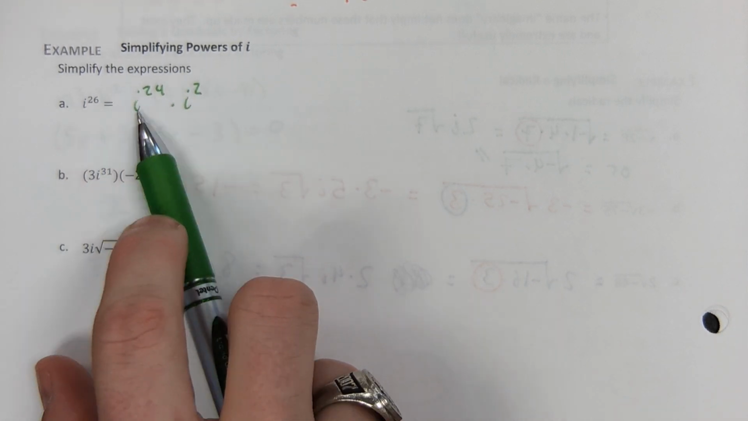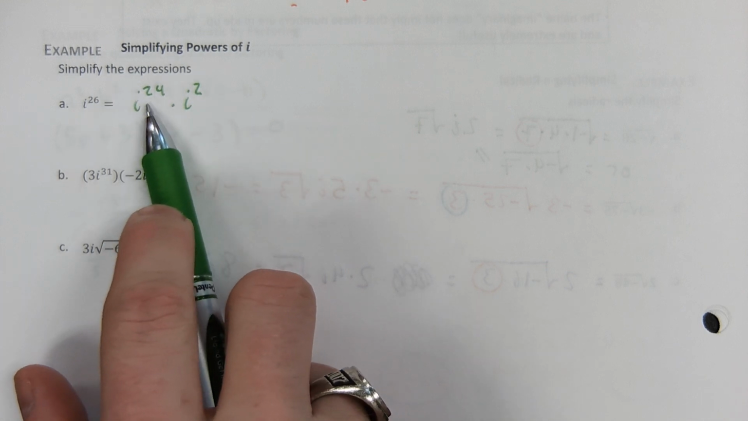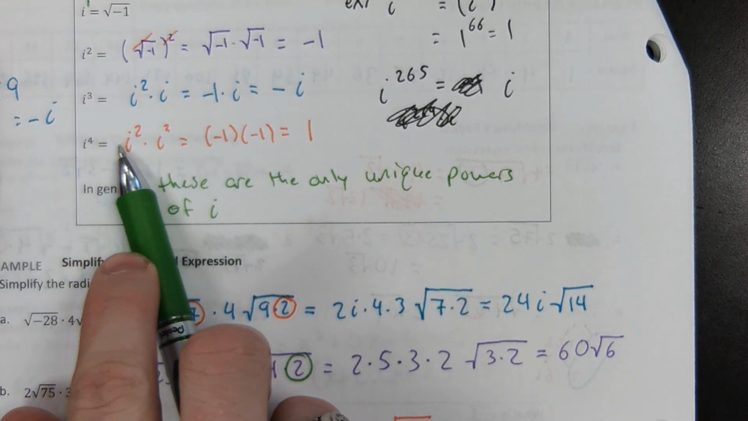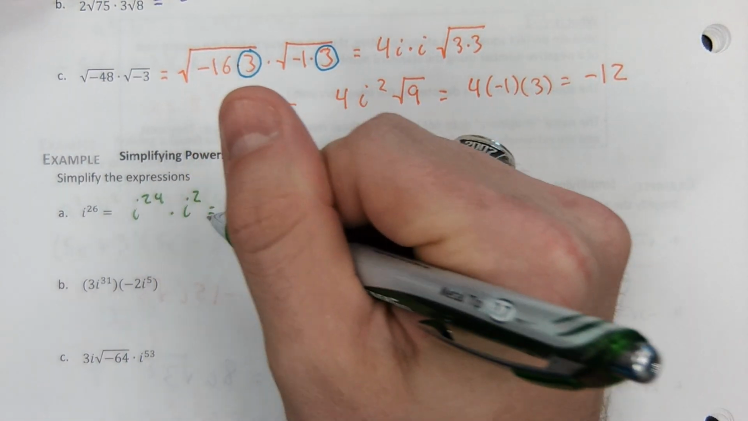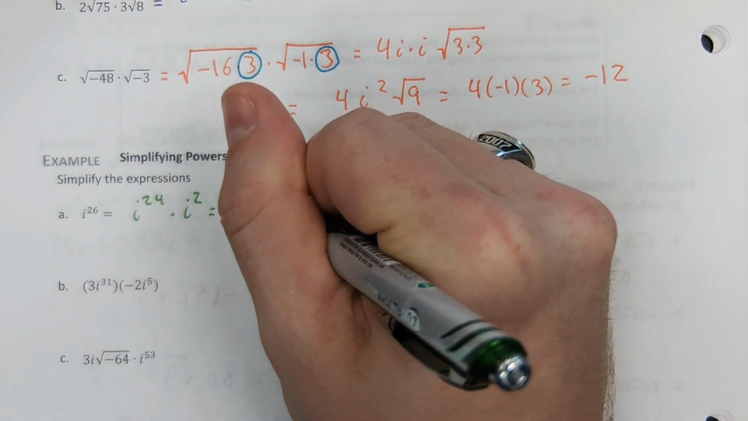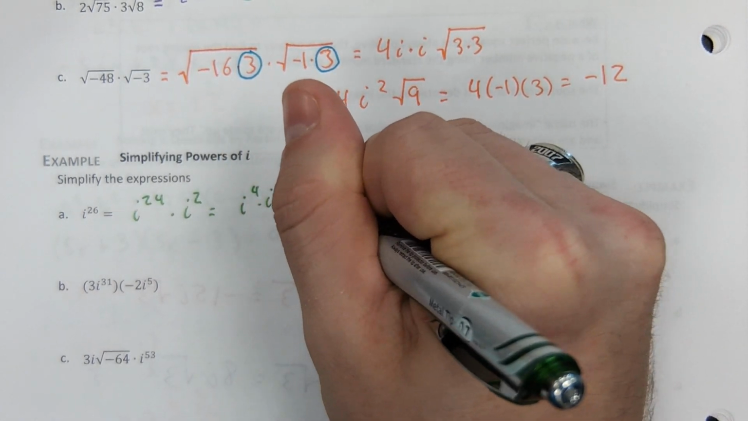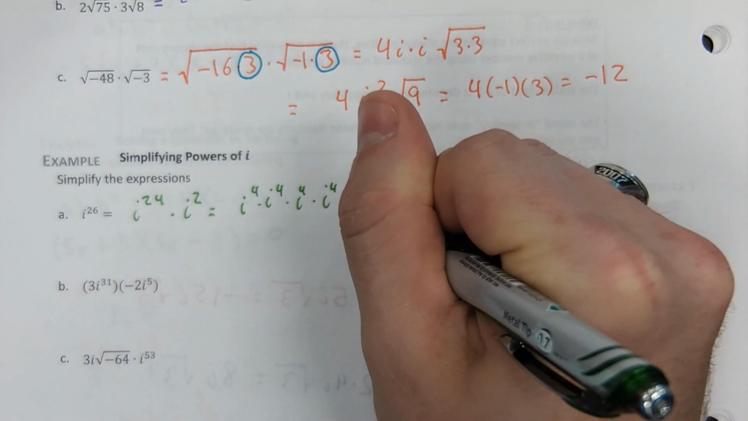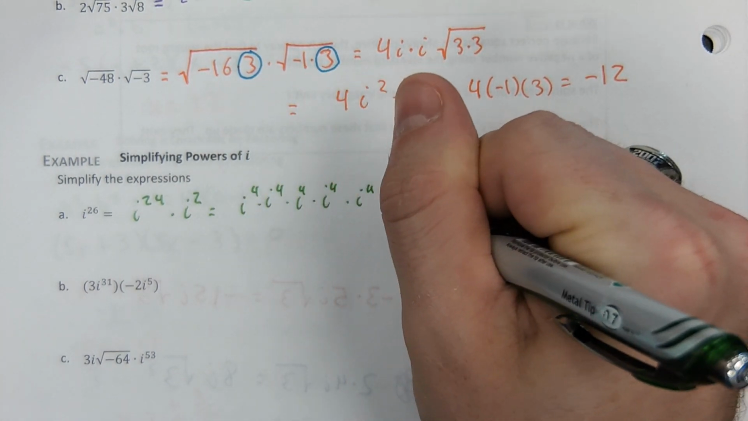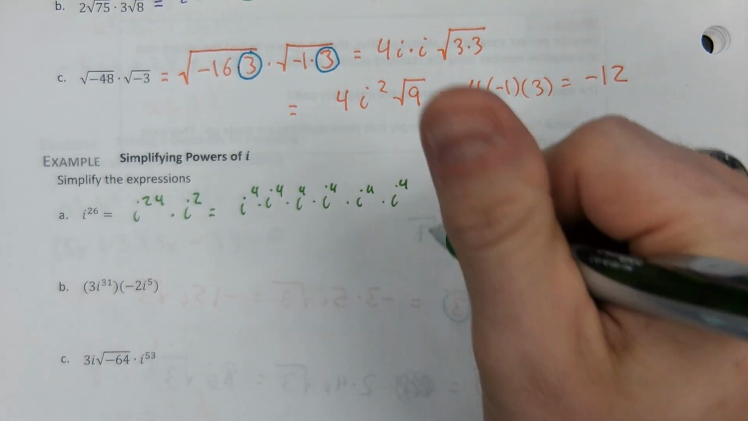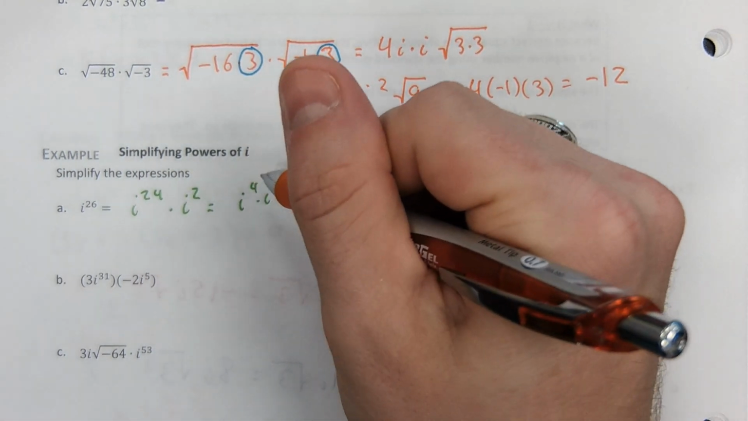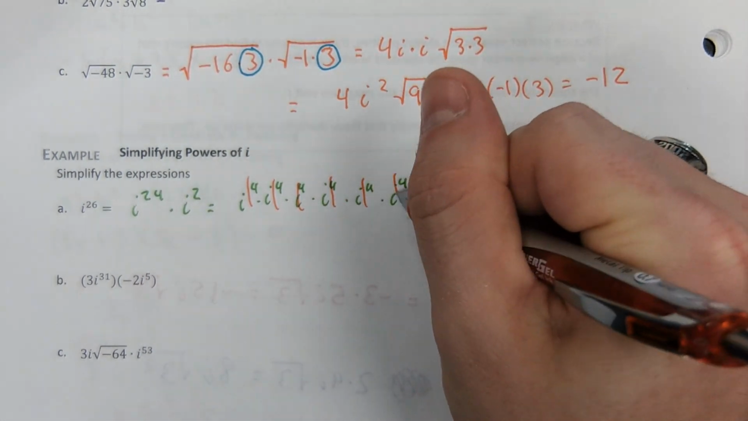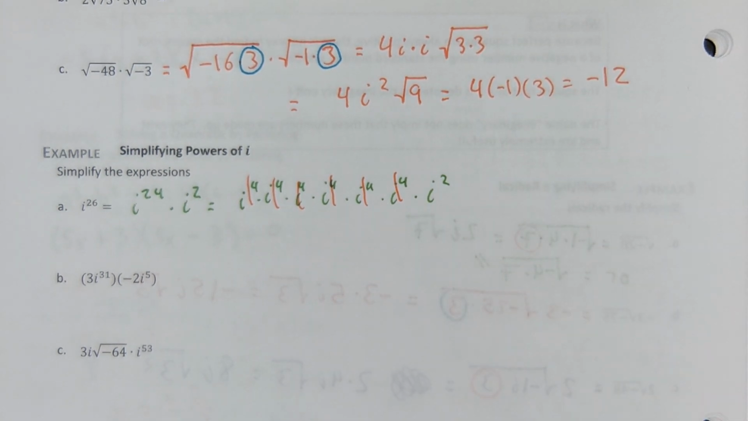24 is a multiple of 4. So this number is actually equal to 1. How come? You can think of it, if you wanted to, as i to the 4th 6 times. Would I ever do it this way? No. Every i to the 4th is equal to 1. So this is 1 times 1 times 1 times 1 times 1 times 1 times i squared. And i squared is negative 1.